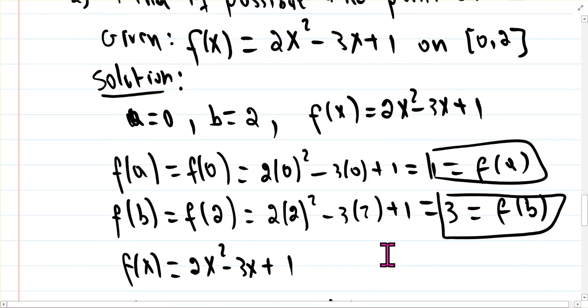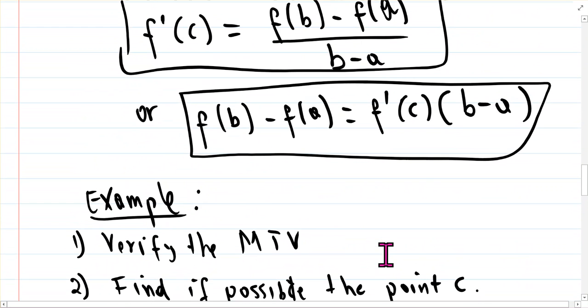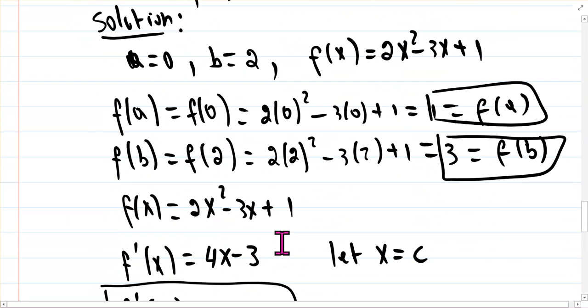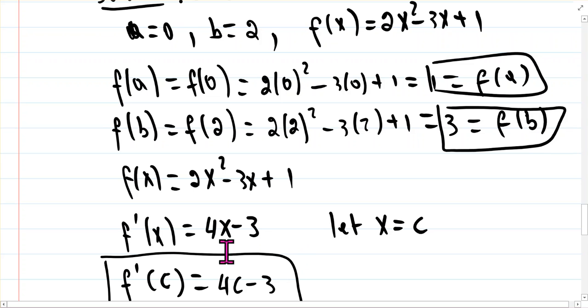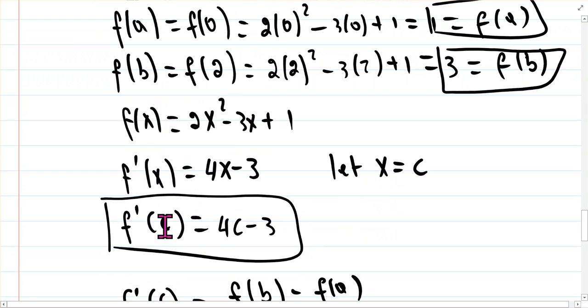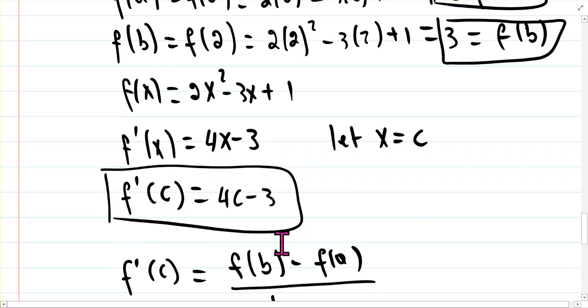Then we go to the second part. We want to find f prime of x, the derivative of the function. Because the function is f of x equals x squared minus 3x plus 1, we take its derivative to get 2x minus 3. And then to find the left side, which is f prime at c, we let x be c, so we replace x by c to get f prime at c equals 2c minus 3. Now we have all the data.